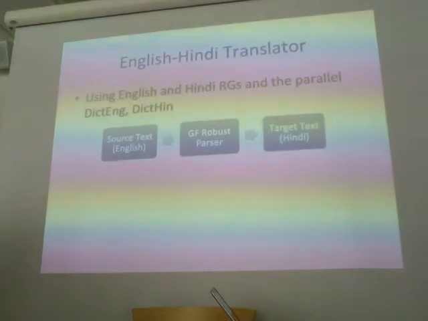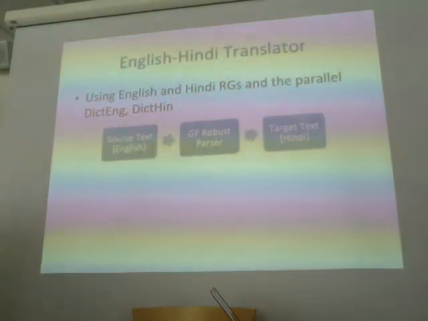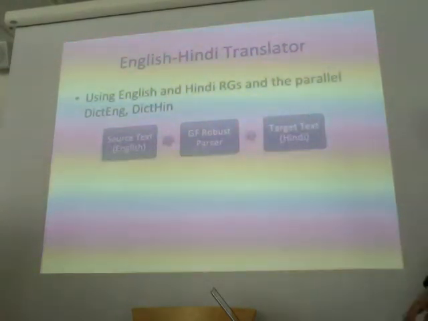So using the English and the Hindi resource grammars that we have, and the parallel dictionaries, we can now take English source text, and using the GF robust parser, we can get the parse trees. Then we can linearize those parse trees to any target language for which we have the resource grammar and the dictionary, and Hindi in this case, first of all.